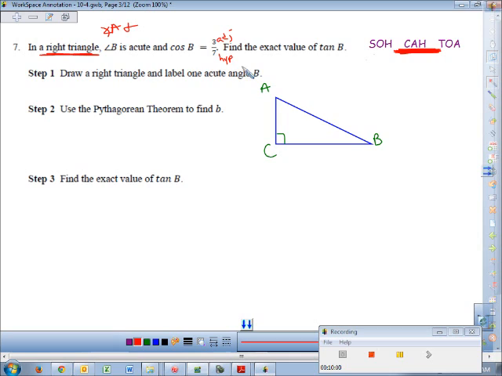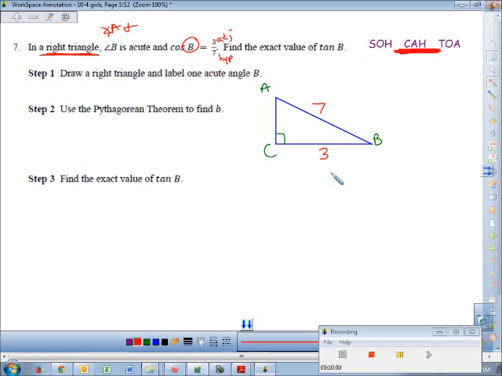It's adjacent over hypotenuse. Adjacent to what? Like, what is this 3 adjacent to? Angle B, right? Because they're telling you the cosine of B. You know the hypotenuse is 7, because they're telling you that. And how long is the adjacent side to B? 3. Doesn't that go right here? Isn't that the dude? That's adjacent.